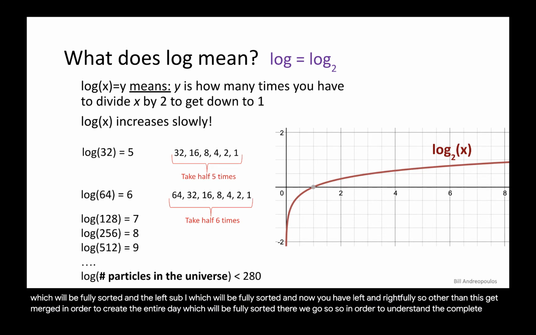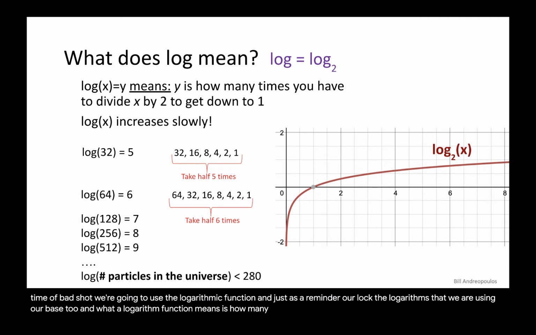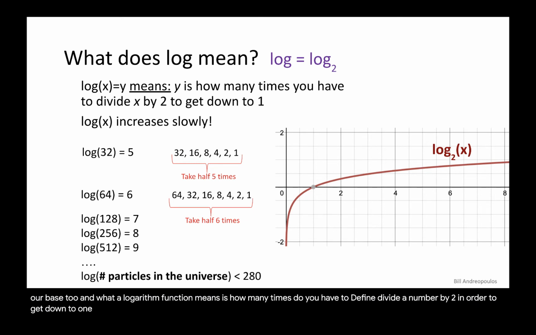In order to understand the computational complexity of merge sort, we're going to use the logarithmic function. And just as a reminder, the logarithms that we're using are base 2. So a logarithm function to the base of 2 means how many times do you have to divide a number by 2 in order to get down to 1.